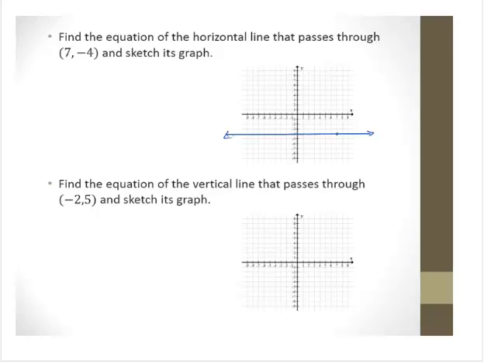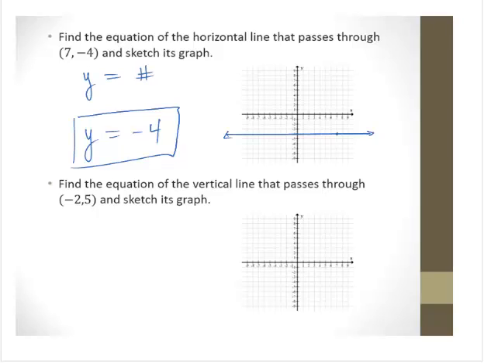Now, every horizontal line has the same general form. Horizontal line, y equals just a number. So, in this case, the y value is always -4, y equals -4. There's the equation of the horizontal line.